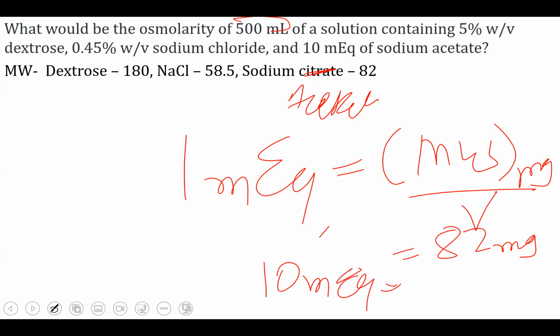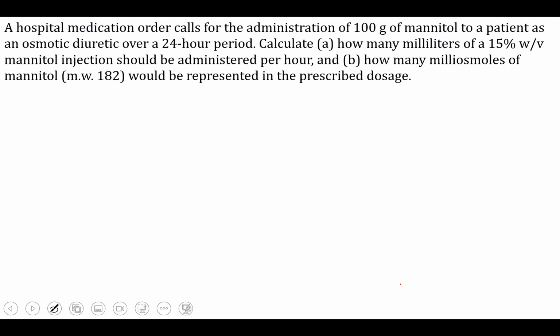1 milliequivalent is 82 milligram, so 10 milliequivalent is 820 milligram, which is present in 500 ml. So per liter, how many milligram of sodium acetate will be present? Convert that into gram and divide that by 82. That will give you millimole, and millimole multiplied by 2 particles, sodium and acetate, correct? So again, this is just a revision. See the classroom notes, and then when you add dextrose, sodium chloride, and sodium acetate together, that will give you the total osmolarity of this solution.